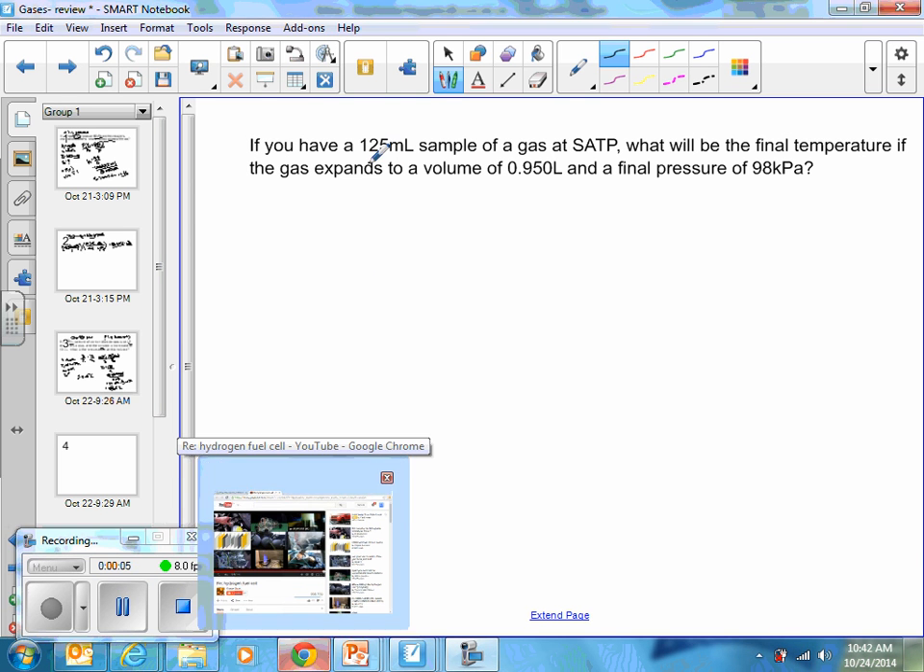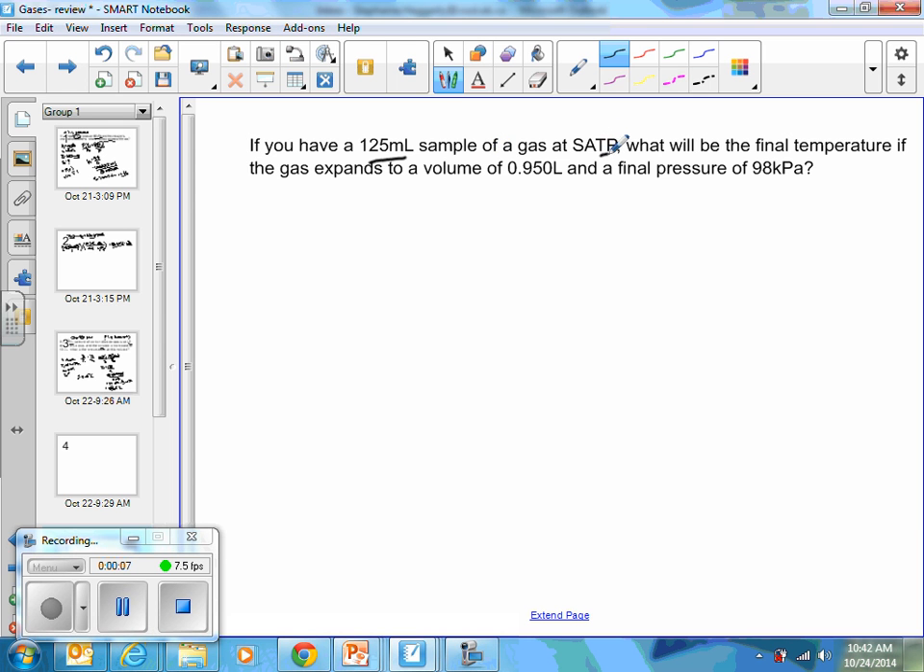For this next example, we have volume, temperature and pressure at SATP, which is 25 degrees Celsius and 100 kilopascals. The temperature we're looking for, and the gas expands to a new volume and a final pressure. So in this case, I have temperature, pressure, and volume all fluctuating. There's no mention of mass or number of moles, so I'm still assuming that n is constant.